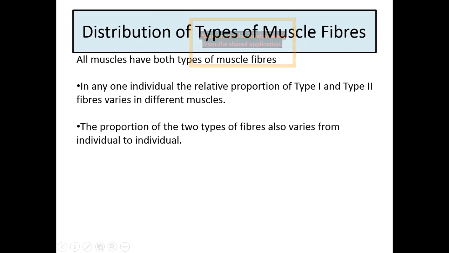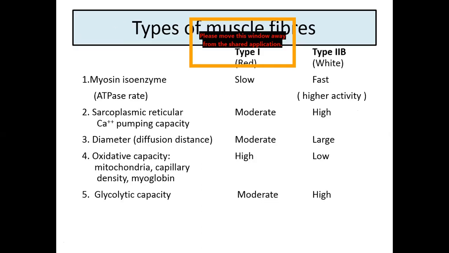So the fast runners and the marathon runners have different proportions of the two types of fibers. Type 1 may be more, or type 2 may be more. So we'll see the different properties of type 1 and type 2 fibers.